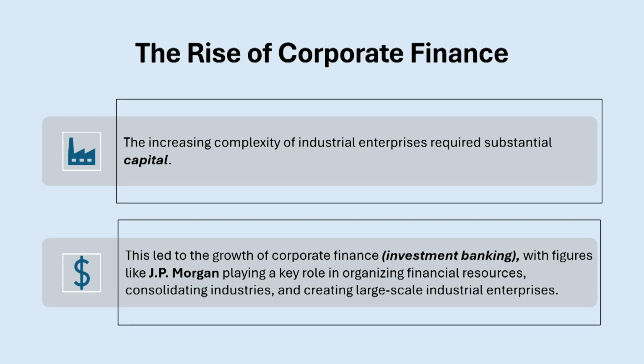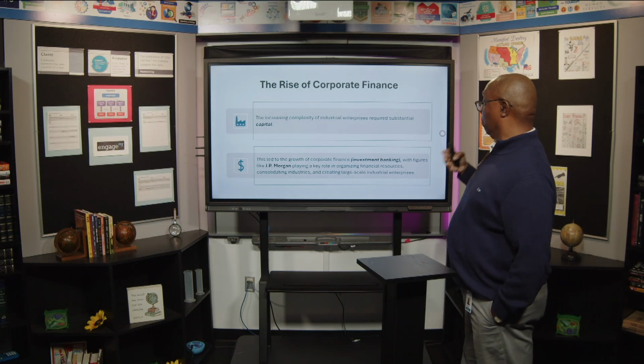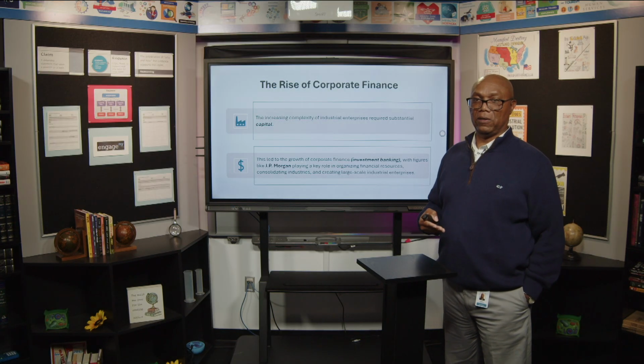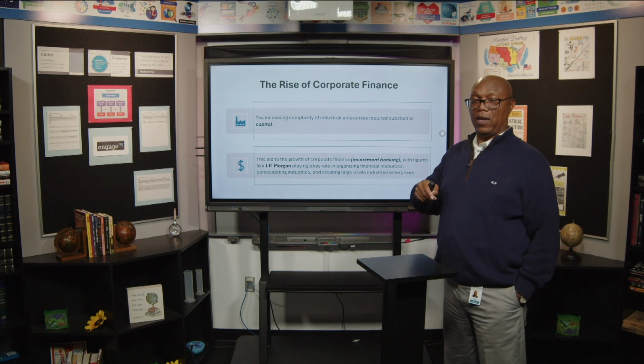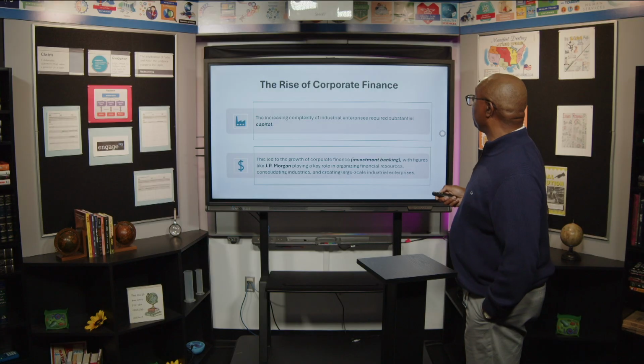The rise of corporate finance. The increasing complexity of industrial enterprise requires substantial capital, or money, that can be used to create these huge businesses. One of the biggest investment bankers or venture capitalists of that particular time was J.P. Morgan, of Morgan Chase fame. I think you've probably heard of that bank, we're still around today.